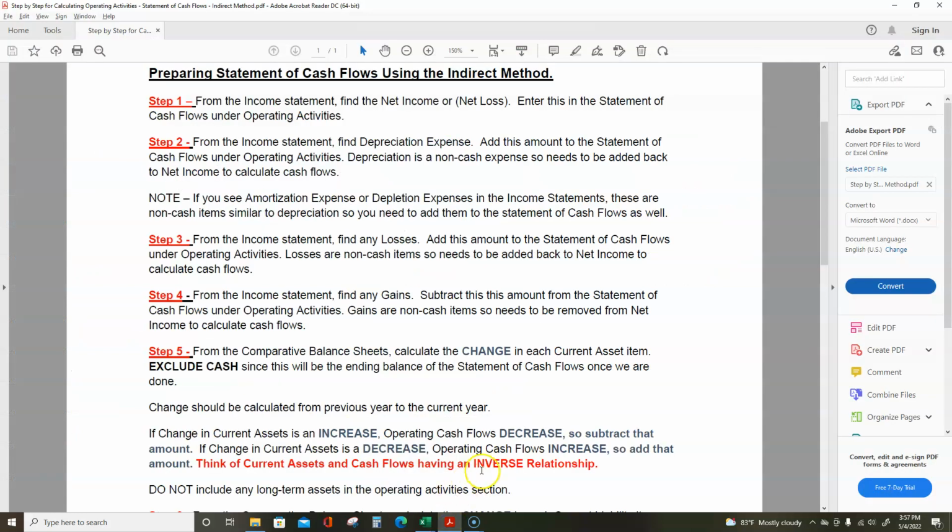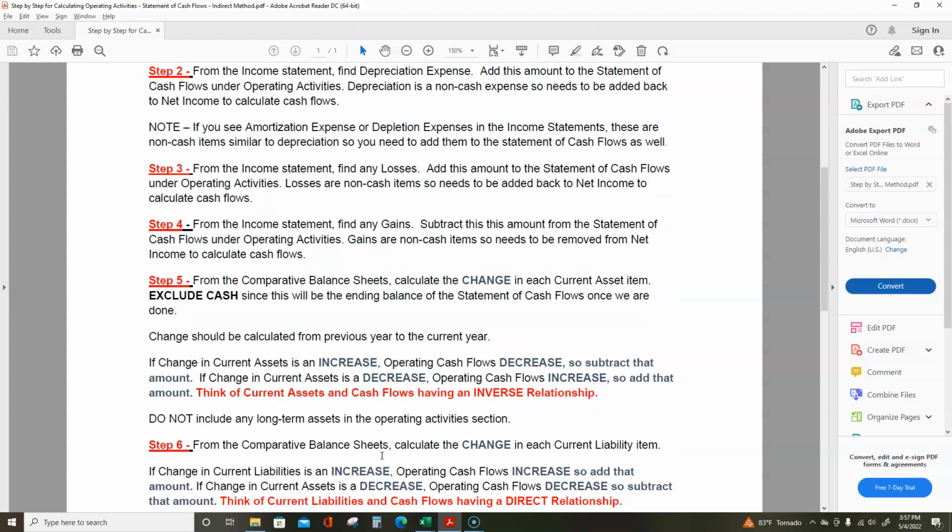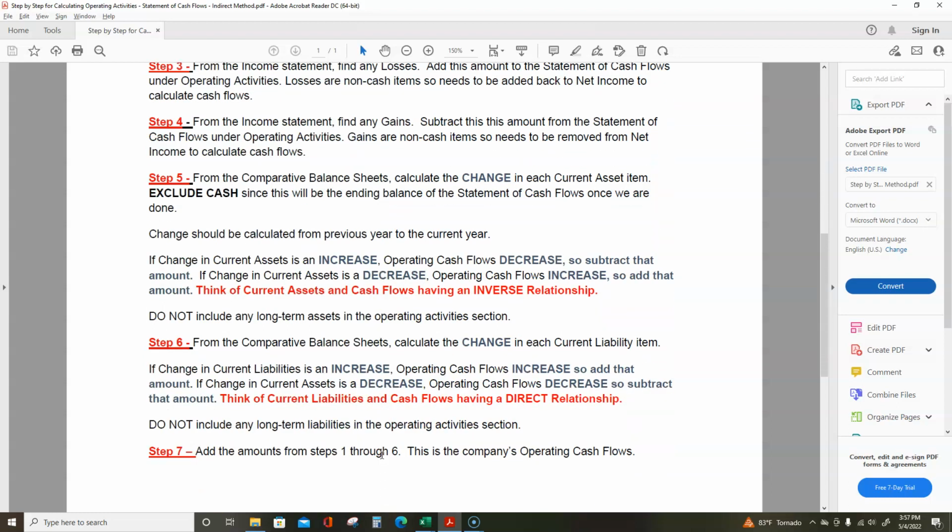Again, these instructions and the question are in Canvas modules as well as in the YouTube link, so you can download and rework this example. We just completed step 5, so let's move on to step 6. Step 6 says, from the comparative balance sheets, calculate the change in each current liability item. So just like we did for current assets, we're going to look at the change only in the current liabilities. Only current assets and current liabilities are tied to the statement of cash flows operating activities section.